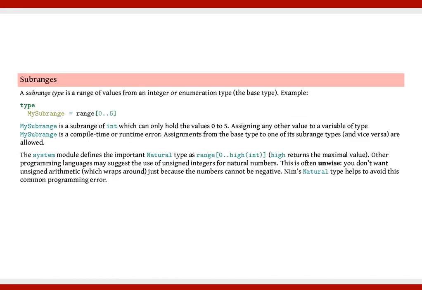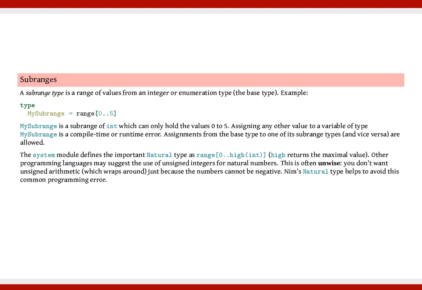Subranges. A subrange type is a range of values from an integer or enumeration type, the base type. Example: type MySubrange = range[0..5]. MySubrange is a subrange of int, which can only hold the values 0 to 5. Assigning any other value to a variable of type MySubrange is a compile-time or runtime error. Assignments from the base type to one of its subrange types, and vice versa, are allowed. The system module defines the important Natural type as range[0..high(int)]. high returns the maximal value.